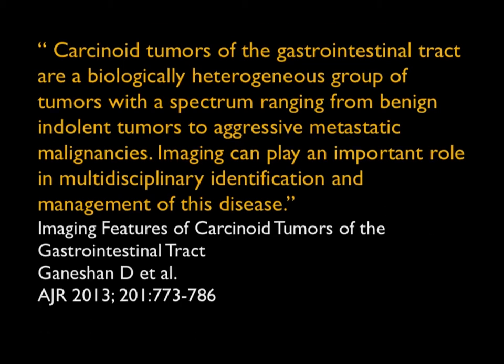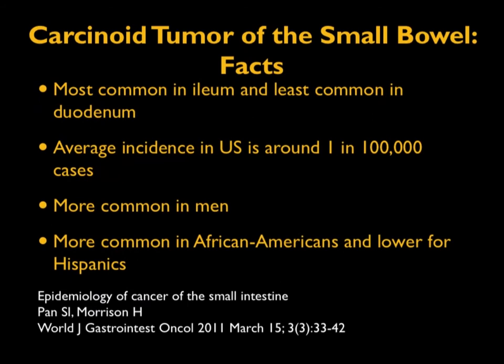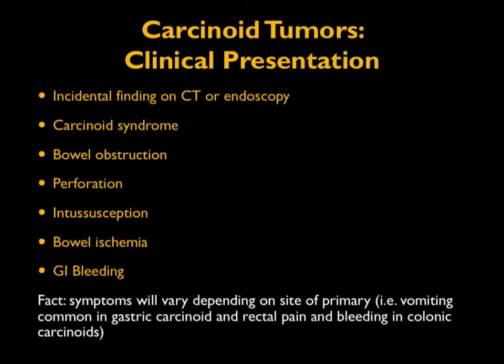We speak about adeno-CA being more proximal. We talk about carcinoids being more distal, more common in men, more common in African Americans, and lower in Hispanics. Presentation ranges anywhere from incidental findings to carcinoid syndrome, to bowel obstruction, perforation, intussusception, ischemia, and GI bleeding.